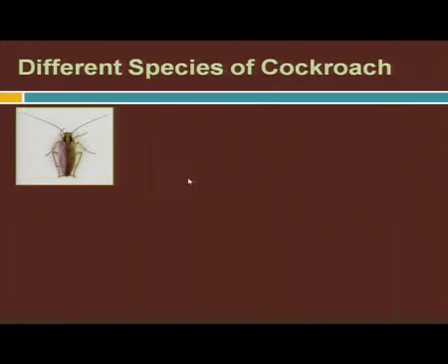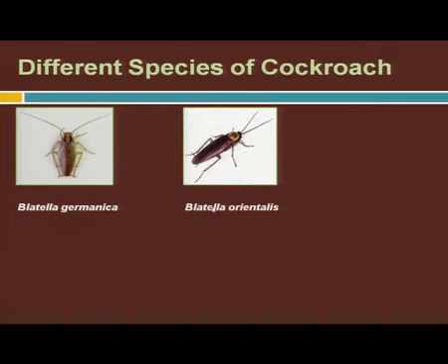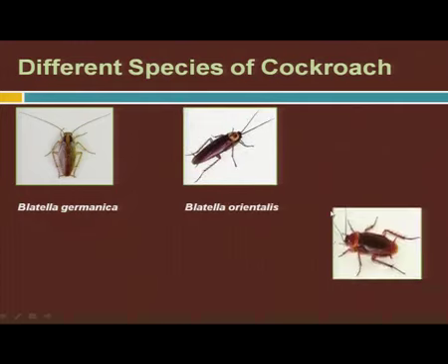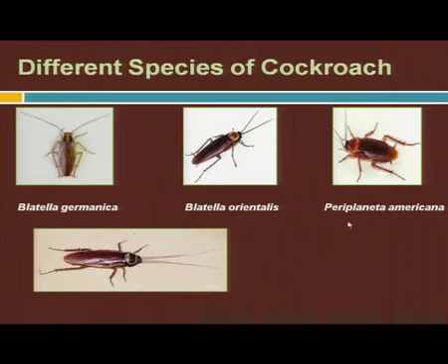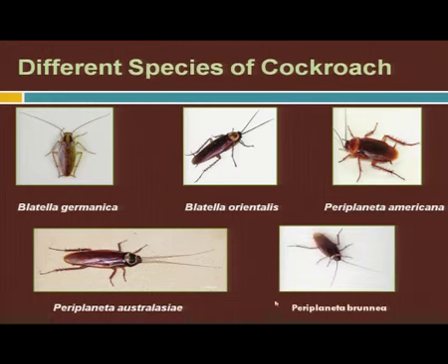So, in this picture you can see the different species of cockroach. This is Blattella germanica, this is Blatta orientalis, Periplaneta americana, the most common one seen in India, Periplaneta australasiae, and this one is Periplaneta brunnea. So, these are the different species of cockroach, and about 2600 species of cockroach are known till today.